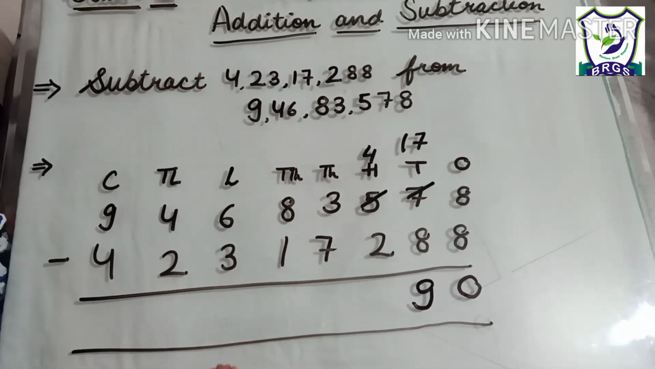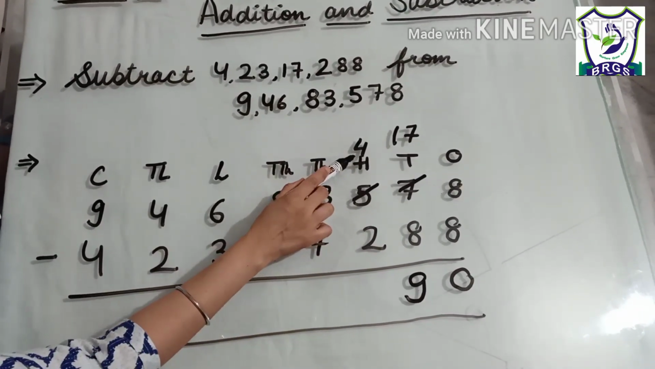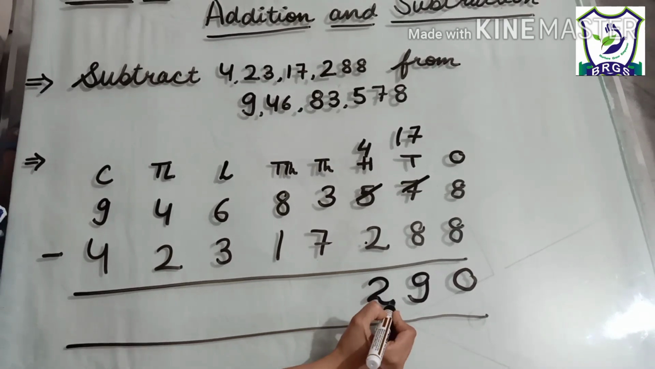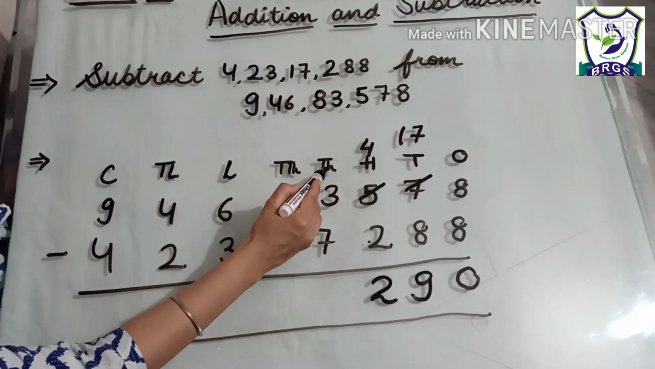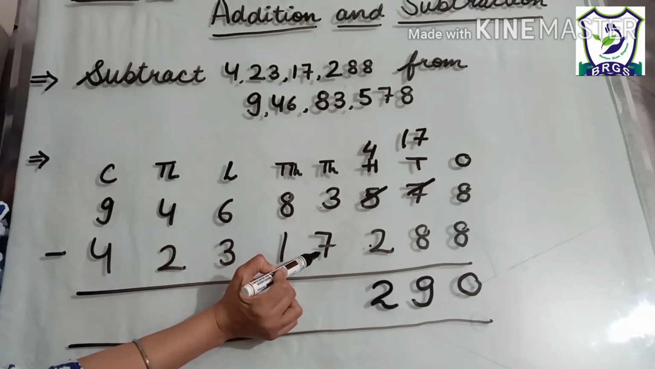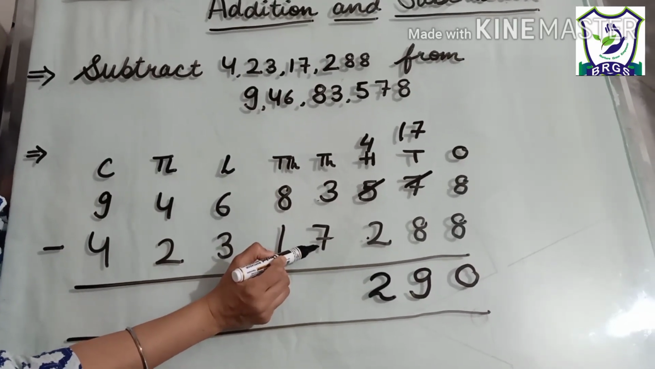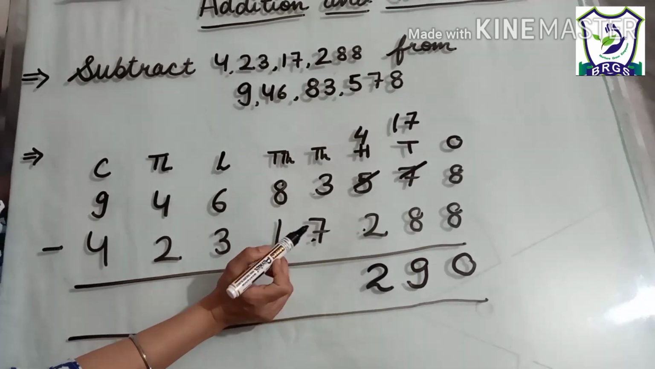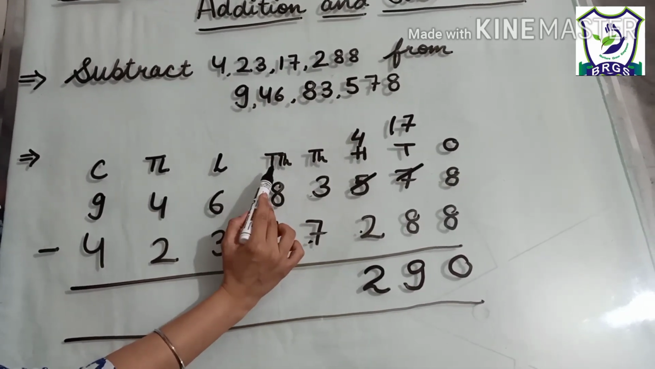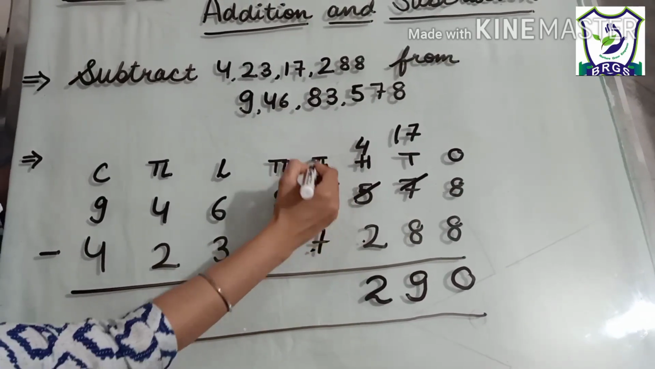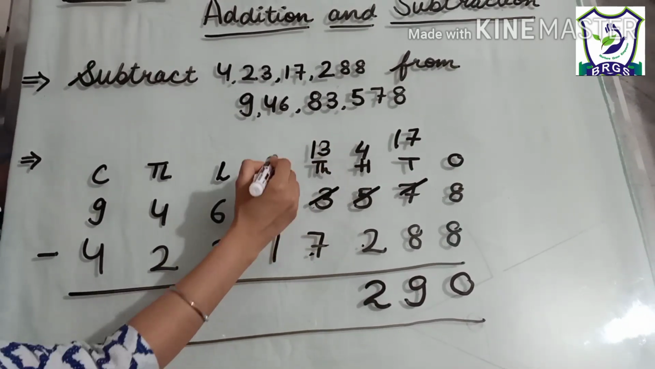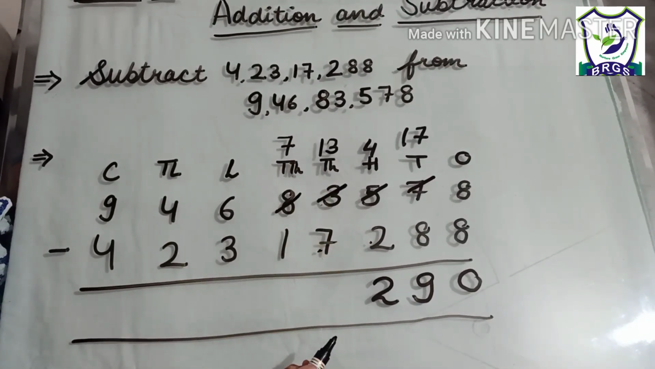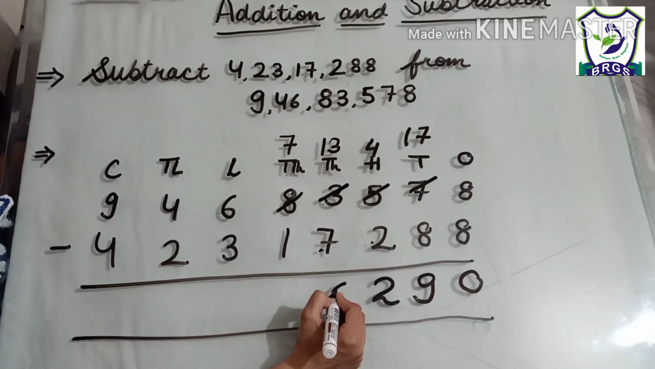Now students, come to the hundreds place. Here it is 4 and here it is 2. So 4 minus 2 is 2. Next come to the thousands place. Here 3, here 7. And we know that 7 is greater than 3, so we cannot subtract 7 from 3. So what will we do? We will borrow one carry from the 10,000 place. So here it becomes 13 and here it becomes 7 because we have borrowed one carry. So 13 minus 7 is 6.